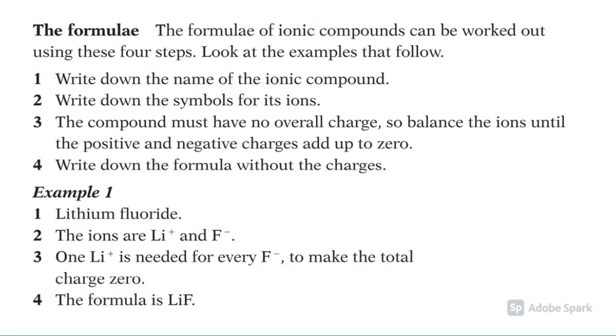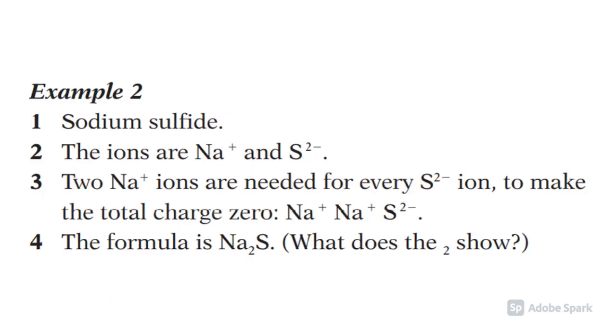First of all, write down the name of the ionic compound. So here we have lithium fluoride. Write the symbols of these ions. So we've got Li+ and F-. Now there must be no overall charge, so balance the ions until the positive and negative charges add up to 0, and then write the formula without the charges. Now the previous example is pretty straightforward because the Li ion is a positive charge and F is a minus, so they balance each other out. You only need one of each, so the formula was LiF.